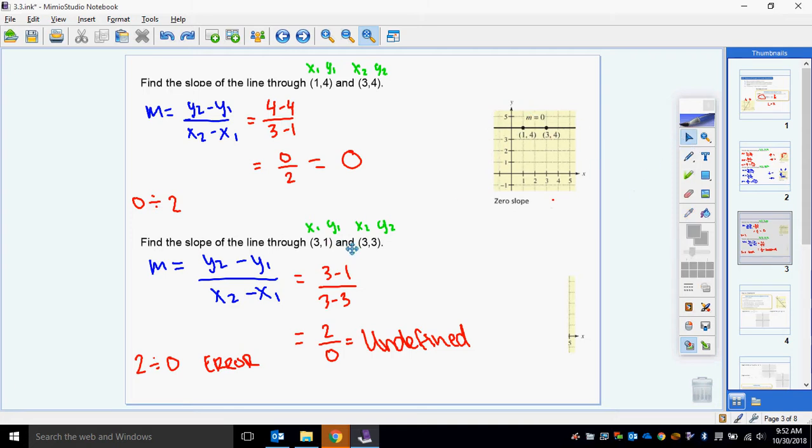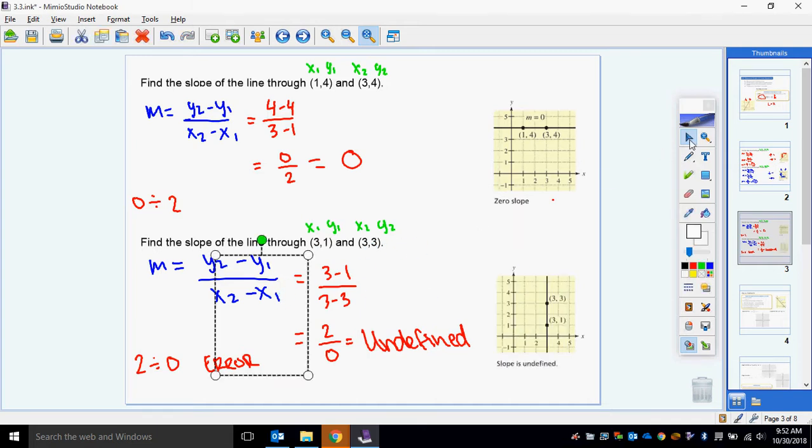If I were to plot this point, (3, 1) and (3, 3), it'd be a vertical line, and that slope is undefined. I can't find the slope of a vertical line. Okay, the slope of a flat line is nothing, it's 0, but the slope of a vertical line is undefined. Know the difference.